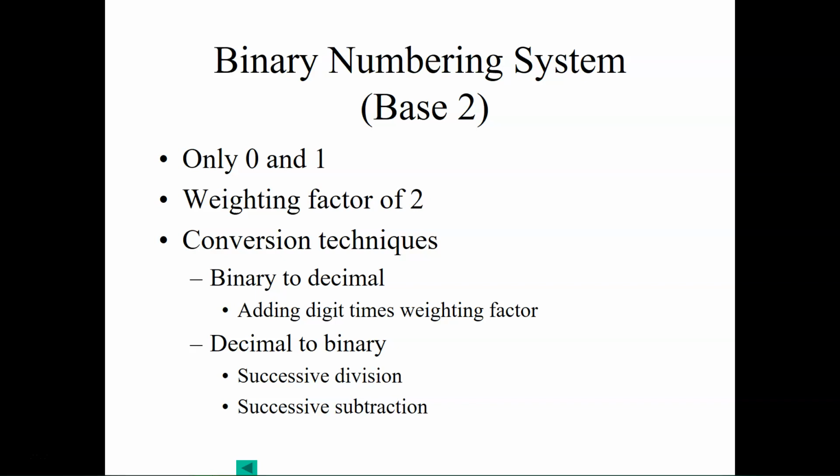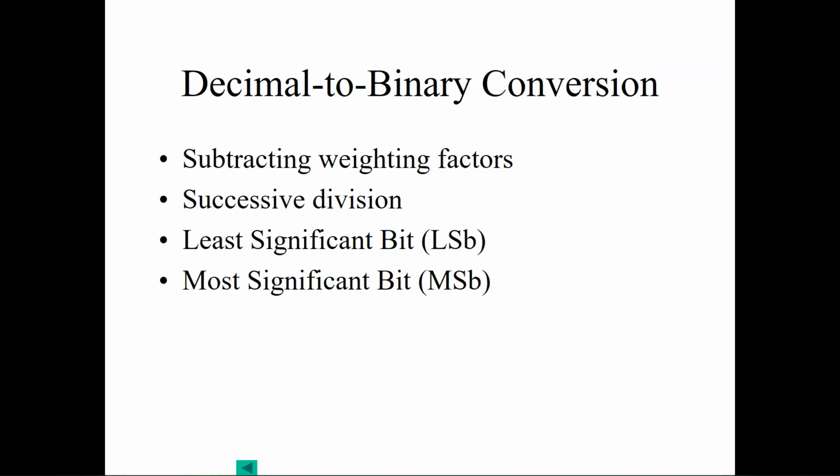Okay, binary is written in just a different way. So when moving from binary to decimal, we add the digit to the weight factor. And then for decimal to binary, we have successive division and successive subtraction.